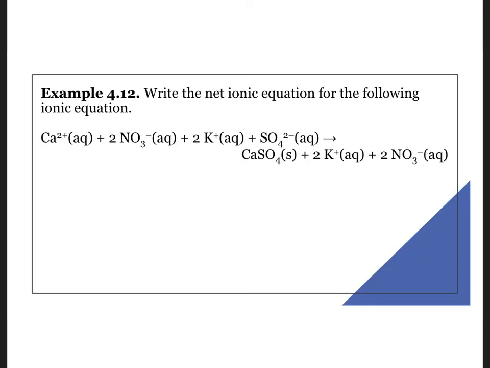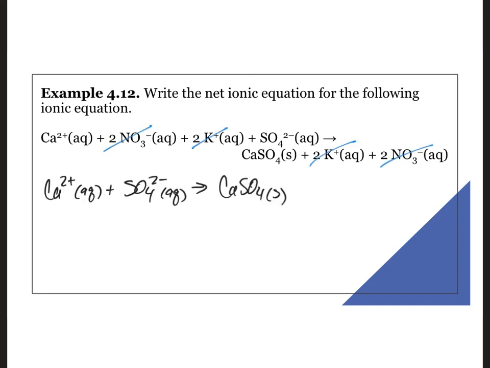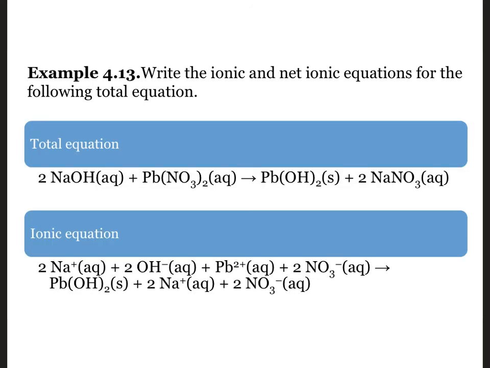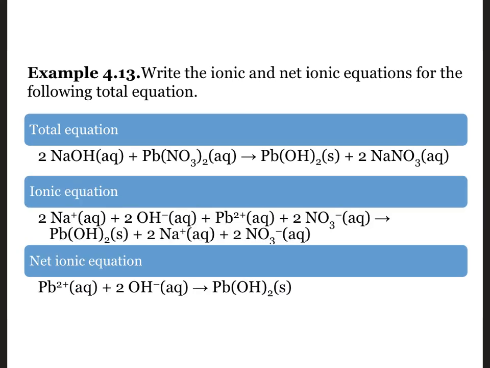Here's one for you to try. Can you eliminate the spectator ions to generate the net ionic equation from the ionic equation given? Here's another one to try. Given this total equation, can you write out the ionic equation? Using the ionic equation, can you write out the net ionic equation? Here are the step-by-step solutions for your review.